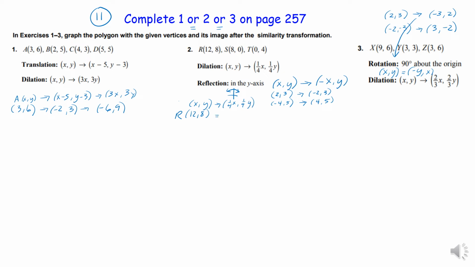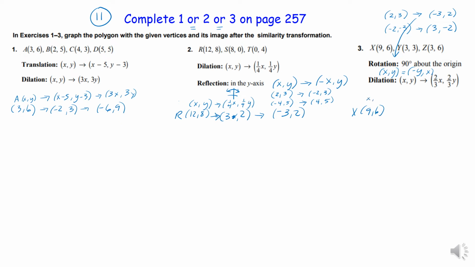And so that becomes 3x. Whoops, not 3x, just 3, 2. Okay? And then I'm going to do the second step, which is put a negative on the thing. So I'm just going to go -3, 2. So that's r.